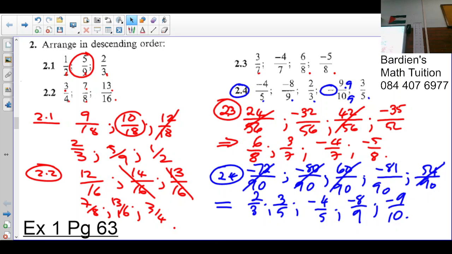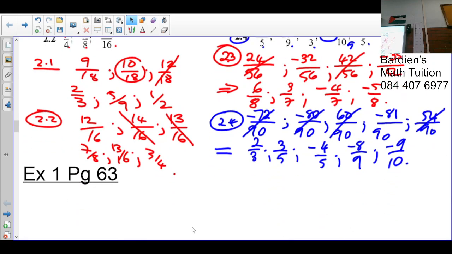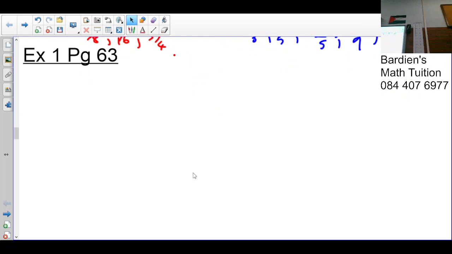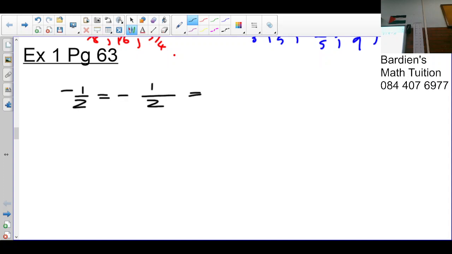Yes? The negative thing is to do with the line. It's a number line. Let me just show you this quickly. If you got a half, and the negative is on the one, it's the same as saying negative half, which is the same as saying 1 over minus 2. You understand? It's all the same.